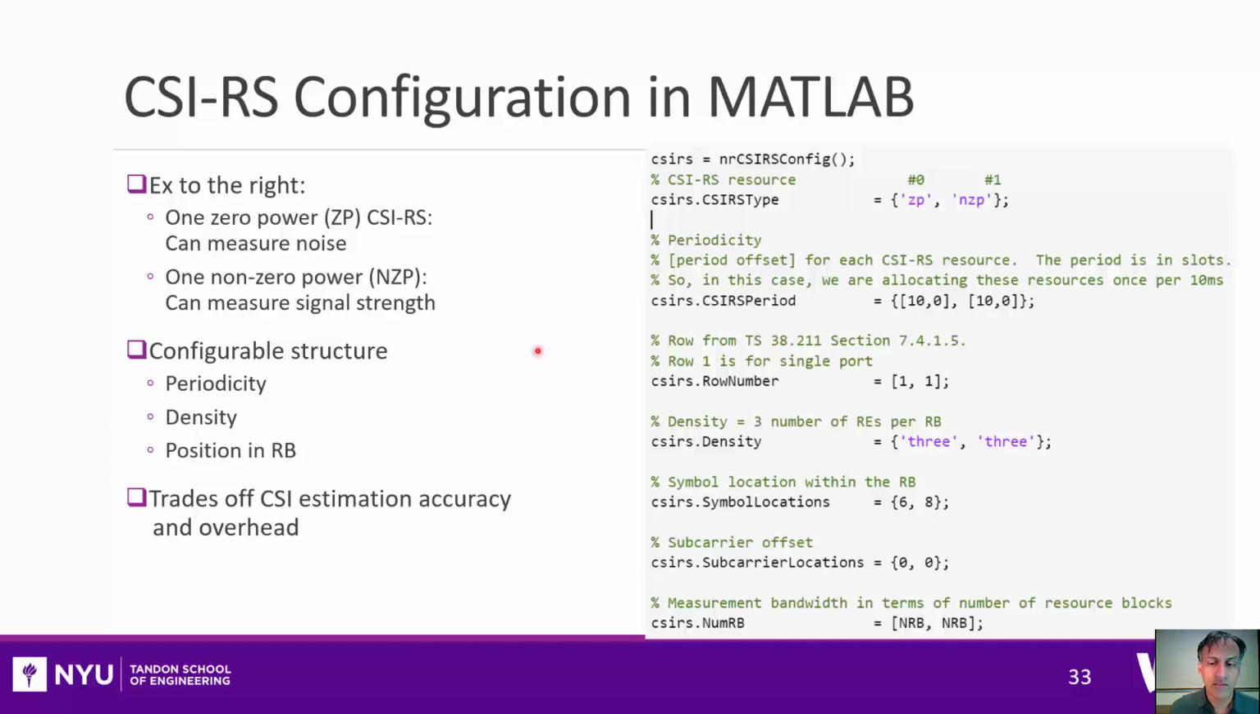But what is great is that the 5G Toolbox in MATLAB can do all of this configuration for you. You just give it a set of parameters. I've shown them here. Again, they're all in the demo. I'm certainly not going to spend the time in this unit going over all these details. Again, the 5G Toolbox also comes with lecture videos, and you can get all the details. But you can see some of the configuration parameters, like its periodicity, its density, where exactly it's located, and so on. And basically you trade off the estimation accuracy and the overhead.